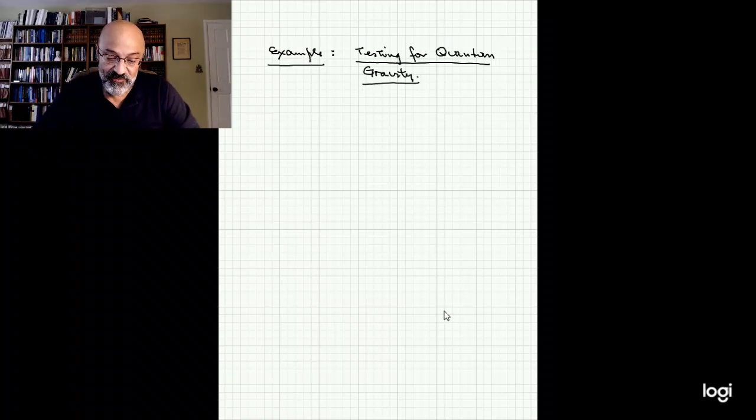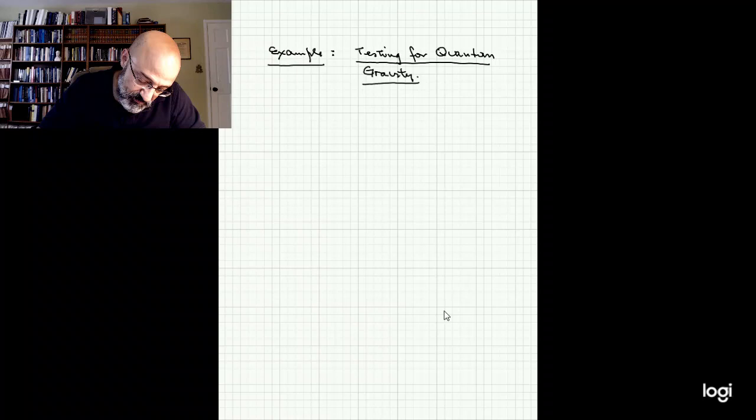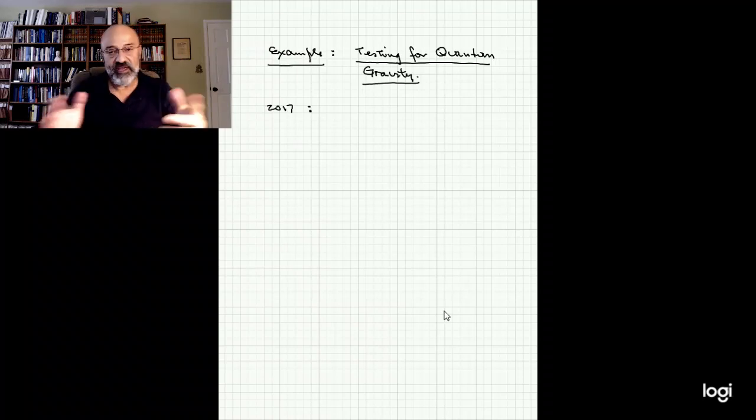So some fields require quantization, some other fields do not. And so the big question is, how about gravity? Given that we have not been able to produce a good theory of gravity yet, it's a relevant question. Maybe we've been trying to quantize the wrong thing. So in 2017, a few papers appeared.